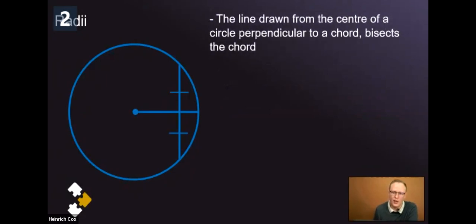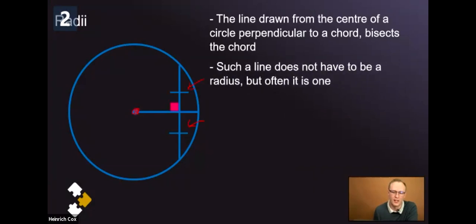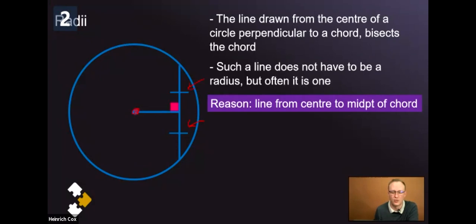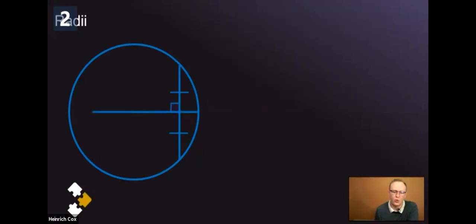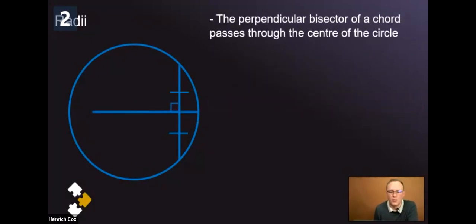Then if you have a line drawn from the center of a circle to a chord that bisects the chord, then that is going to be perpendicular, right? So here you've got a line from the center. Now you've got the chord being bisected, and now you can conclude that it is in fact perpendicular to that line, right? And then the final one is basically if you've got a perpendicular bisector of a chord, then it's going to pass through the center of the circle.